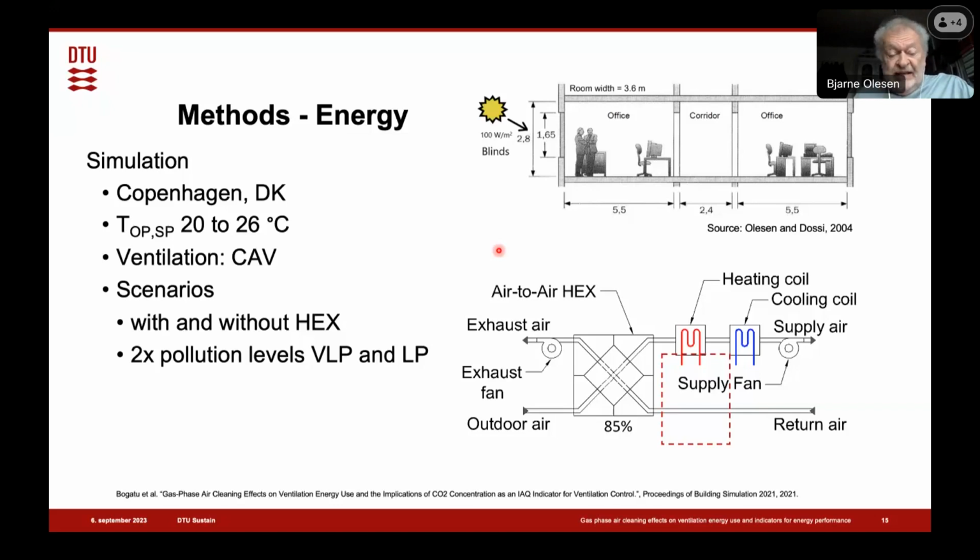We looked at the energy use, both for heating, for cooling, and for ventilation. So it was electricity for the fans, but also the energy, which could be electricity or could be other sources, for the heating and cooling. This study was done for Copenhagen, so it's mainly heating we are talking about. We had two building types, a low polluted building, LP, and a very low polluted building. And we did it with and without the heat exchanger.